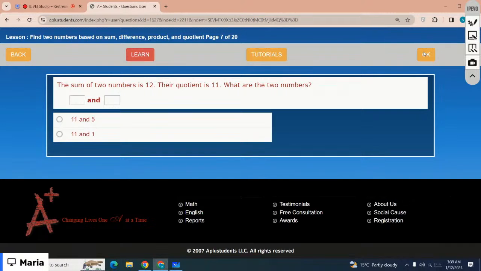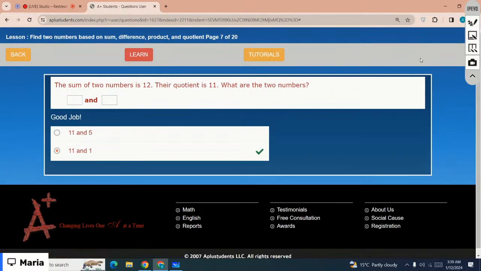Yes, the correct option is 11 and 1. When you add them, they make 12, and when you divide them, they make 11. So the correct option is option number 2. Very good.